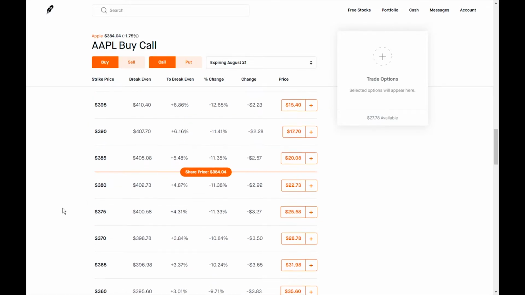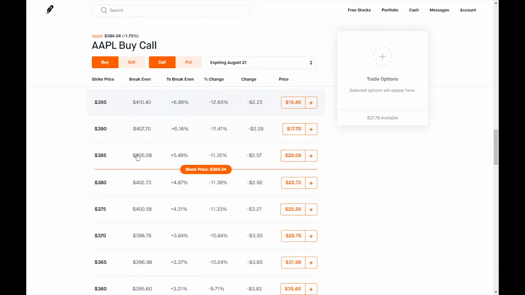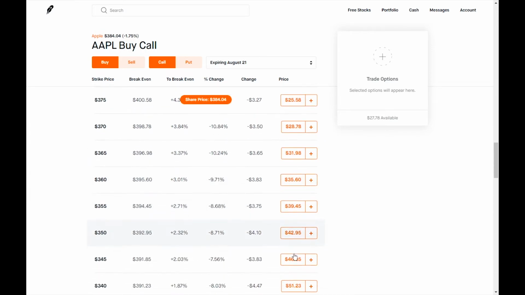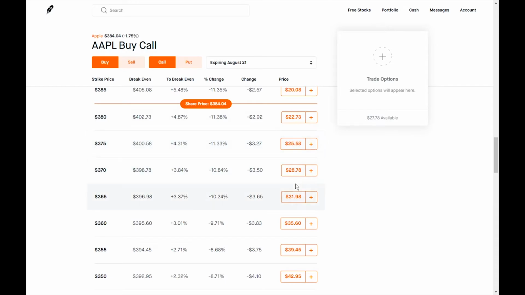And going back to calls, in the money is everything it's absorbed again, but with calls you want the price to go up. So you can see how it's currently at 384. If it went up to 390, this 385 would now be in the money. So all these are in the money, all these below the share price. And you can tell because they cost more for the premium.